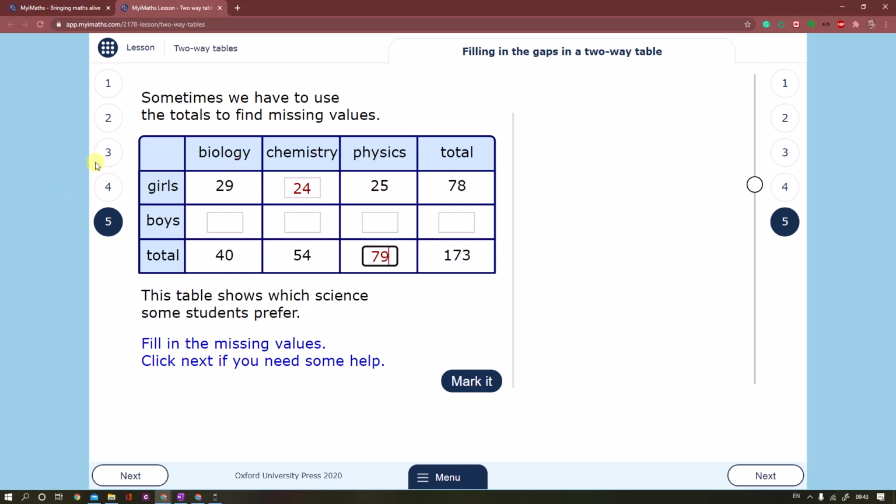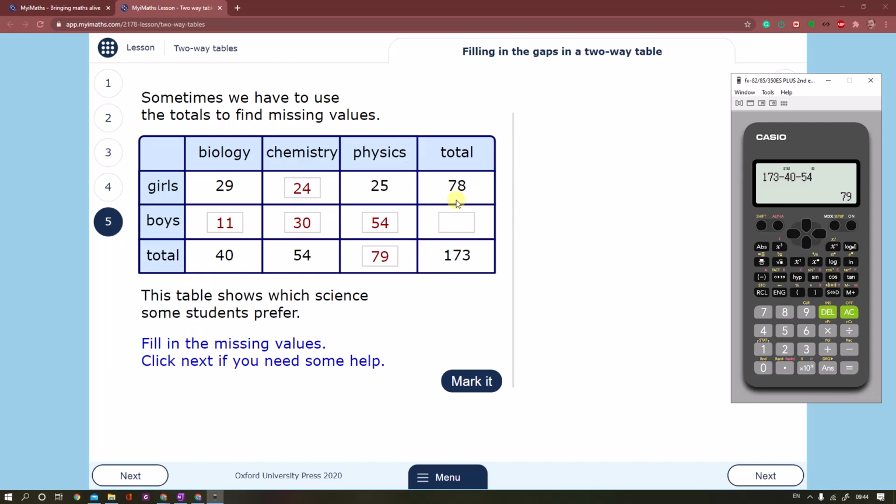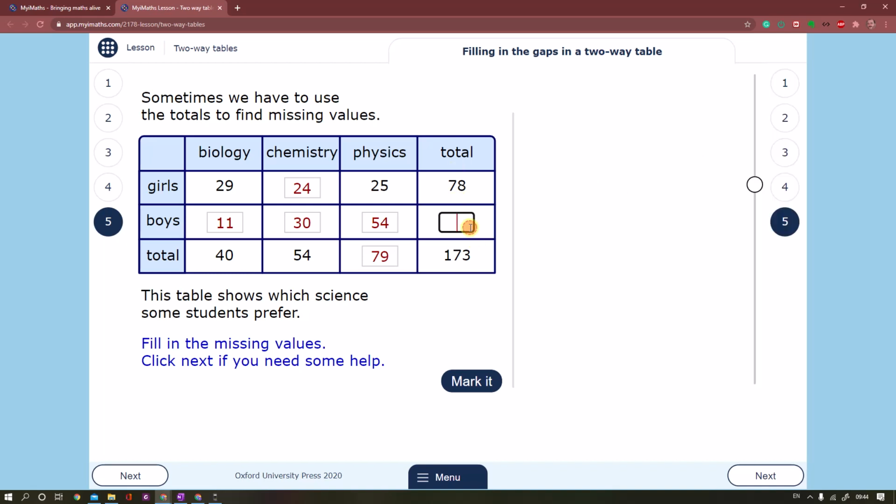Now we can do the missing boys just by comparing the numbers going down. So I need to add 11 to 29 to give me 40. I need to add 30 for chemistry. Physics, I'm going to need to add 54. And so the number of people in total I need to add would be 95. 173, minus the 78 we knew about, girls. That gives me 95 boys. Check the numbers and we could be finished. So that's how you can solve the problems, and then they'll ask questions on top of that as well.